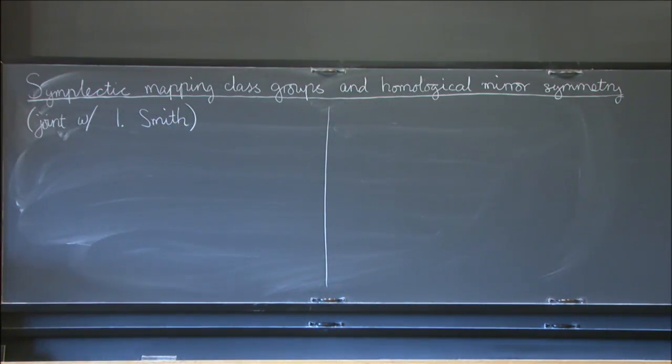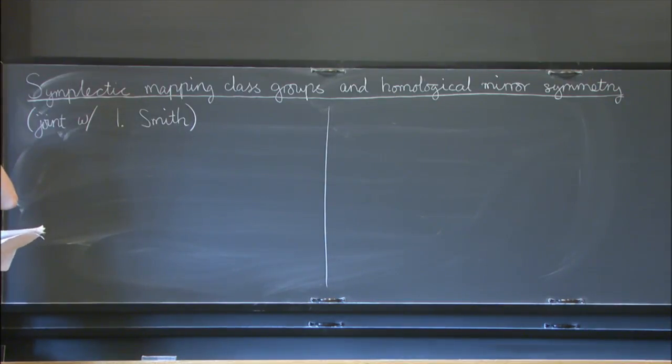So this is going to be an extended version of my 15-minute talk. The idea is to use homological mirror symmetry to answer questions about symplectic topology, which you can ask and answer without any A-infinity categories.